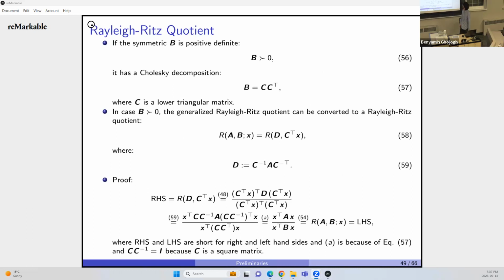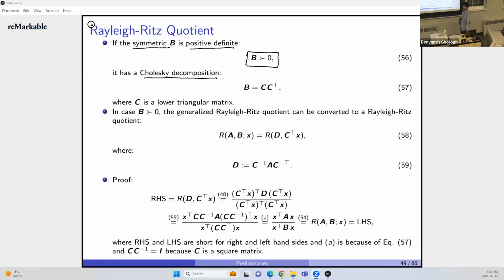Okay. So if the symmetric B is positive definite, it has a Cholesky decomposition. What is a matrix decomposition? Nothing complicated. It simply means writing a matrix as a multiplication of several other matrices. We have various matrix decompositions. I think two of them you have already heard of a lot: one is eigenvalue decomposition, the other is singular value decomposition. We'll briefly see them.